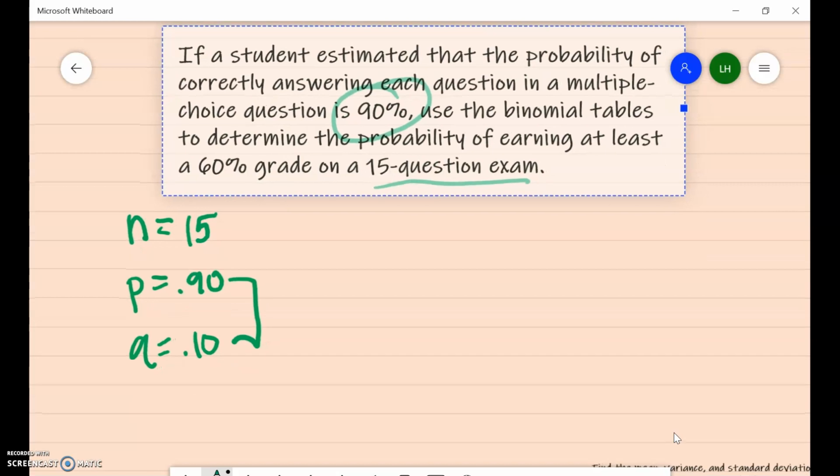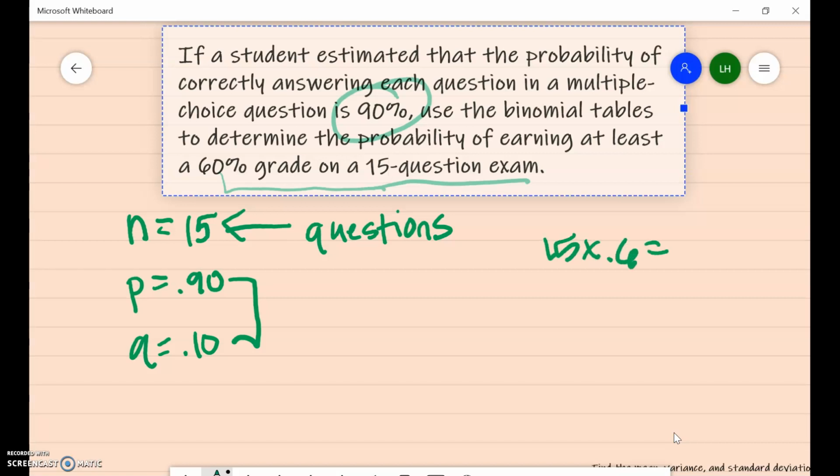Now, we want to know earning at least a 60% grade on a 15 question exam. Well, we are looking at the number of questions. So we have to change that to how many questions they would need to get right. So we would take 15 times 0.6, and we would get 9. So we want to know the probability that X, at least, means greater than or equal to 9.